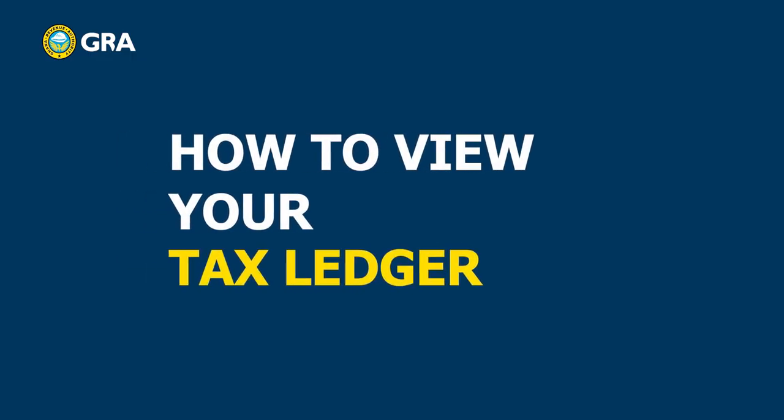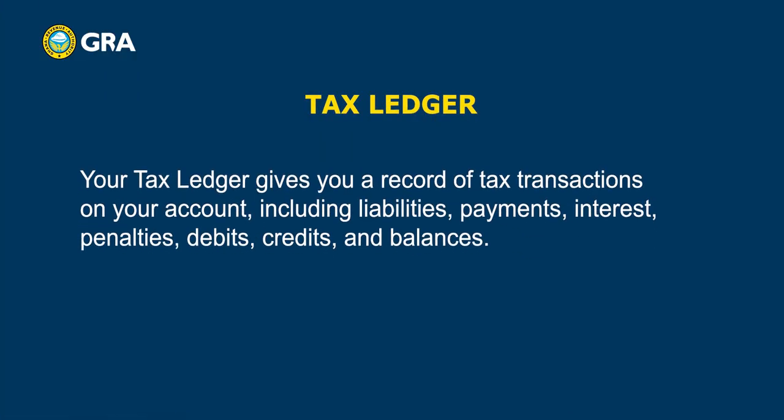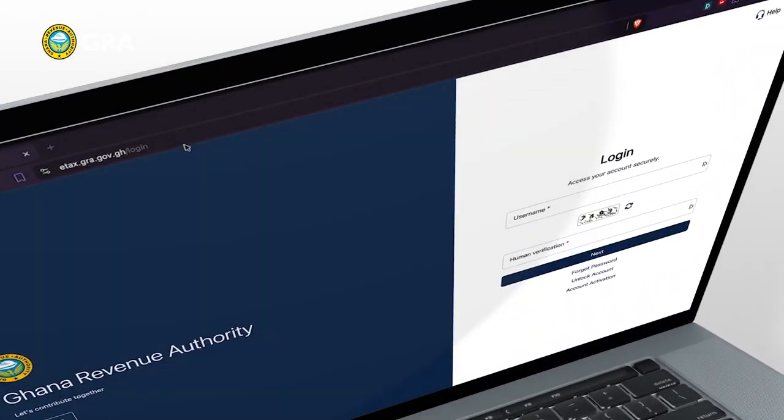In this tutorial, we will show you how to view your tax ledger on the ITAS e-Services portal. Your tax ledger gives you a record of tax transactions on your account, including liabilities, payments, interest, penalties, debits, credits, and balances. Let's get started.